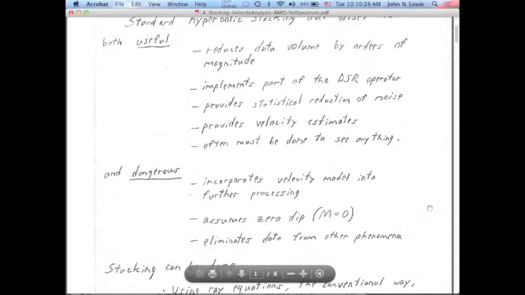Now, as you guys have been experiencing, looking at common image gathers and shot gathers from Santa Maria, sometimes you kind of expect that you're not going to be able to tell anything about what's in the cross section until you've done stacking of some kind.